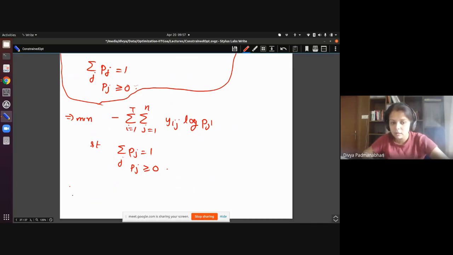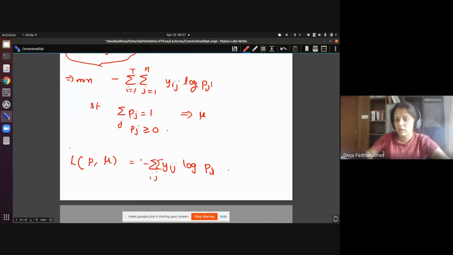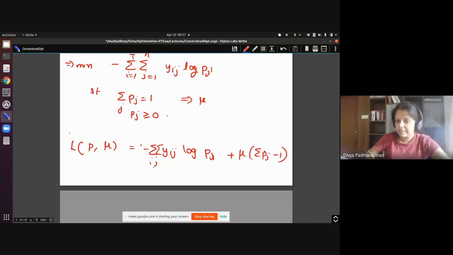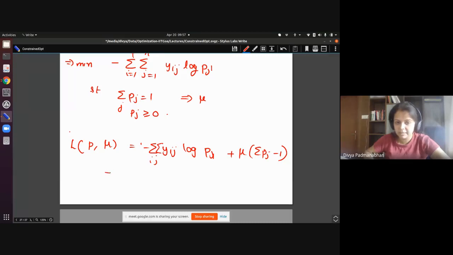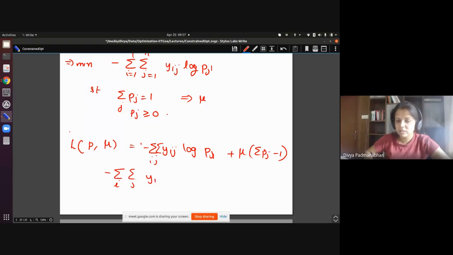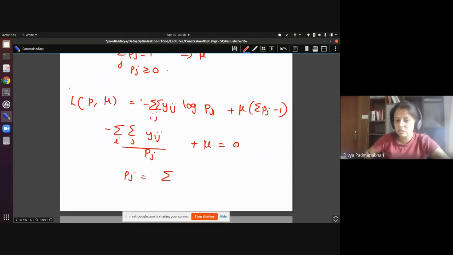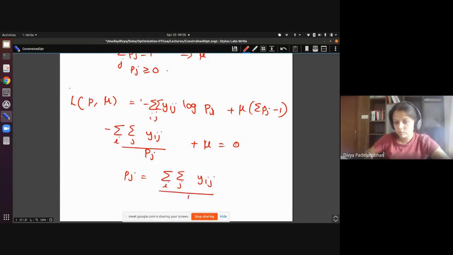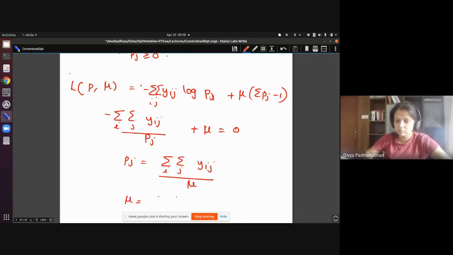So maybe let's just do it quickly. The Lagrangian with respect to P, and there's only one constraint now, is minus Yij log Pj, summation over i, summation over j, plus mu times summation Pj minus 1. If I take the derivative with respect to Pj, I get minus Yij by Pj plus mu equals 0. So what this is going to give you is Pj equals the Yij's divided by mu.